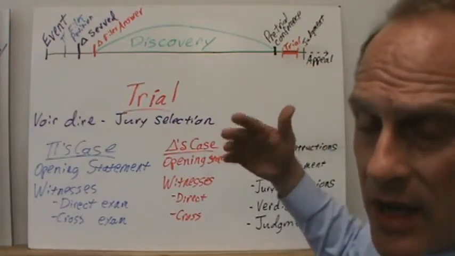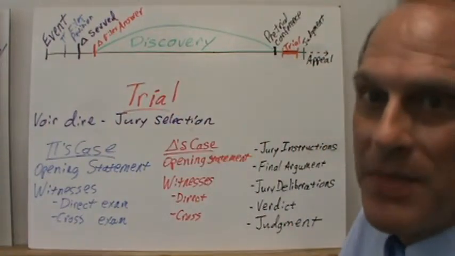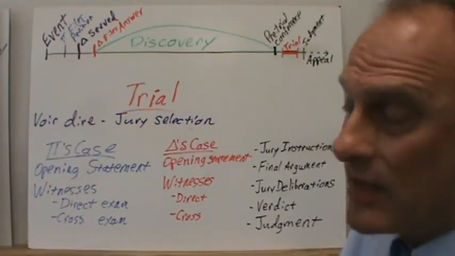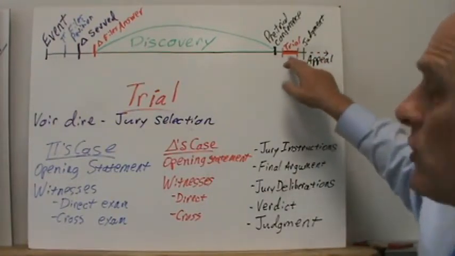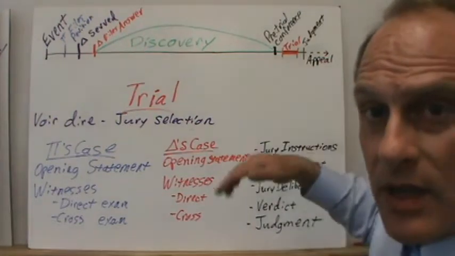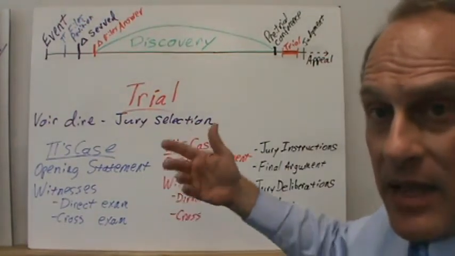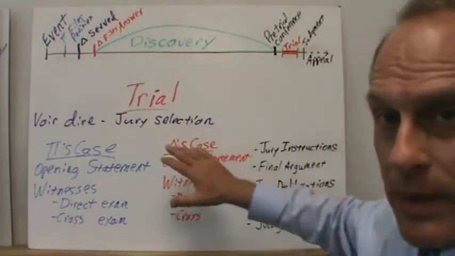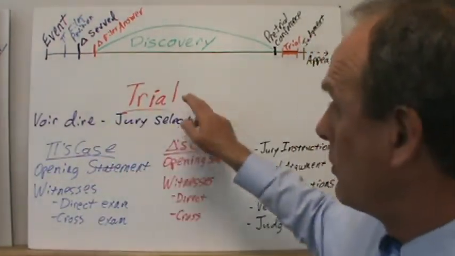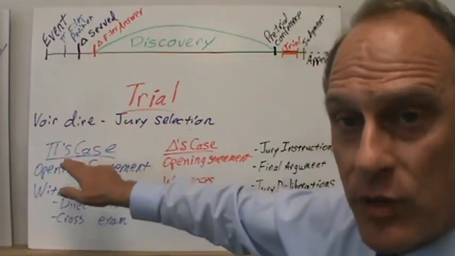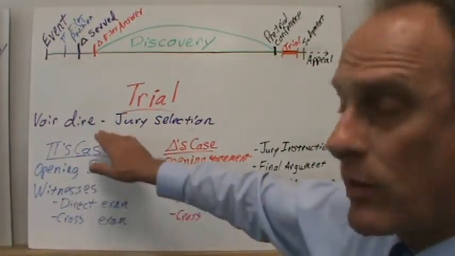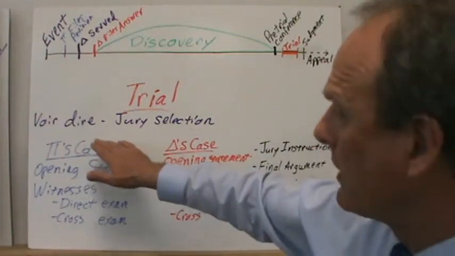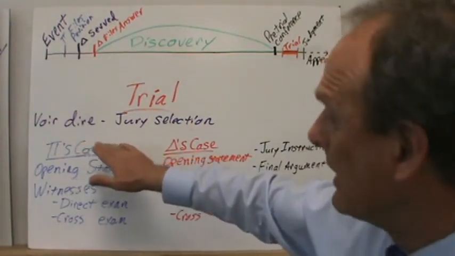Trial could last anywhere from mere minutes, I've had that happen, to weeks and maybe even months. Y'all have seen that on TV. And then after the trial, a decision is made, and then we have a judgment and then appeal. Let's look at the trial a little bit more carefully now. Trial starts, if it's a jury trial, with something we call voir dire, or that's what we call it in Texas. Other lawyers from other states pronounce it voir dire or something like that.